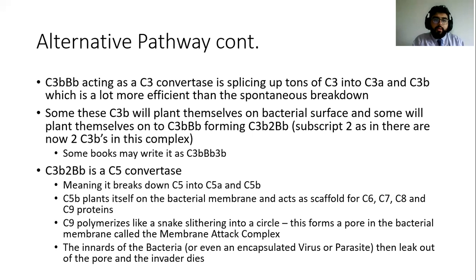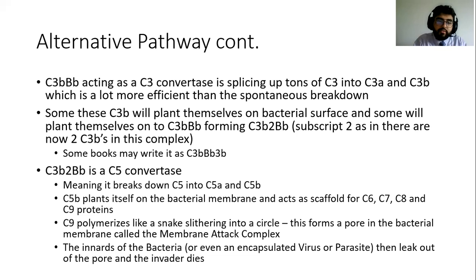So again, C3bBb, this C3 convertase, splits up C3 into C3a and C3b, right? It's more efficient than spontaneous breakdown. Some of these C3b will plant themselves on the bacterial cell surface to form more of the complex C3bBb. Some of that C3b will actually bind to the original complex, and that complex will then have two C3bs. So there are different ways you can say it. You can say C3b2Bb, or what some books say, C3bBb3b, because now there are two C3bs in the complex.